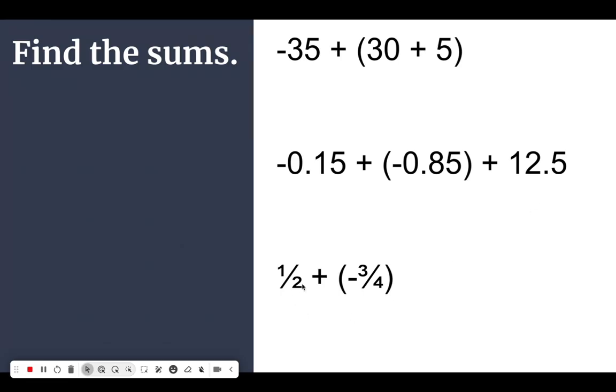And then this one right here, you have a positive and you have a negative. However, they don't have the same fractions. So I would make this one 2/4 because 1/2 is 2/4. 2/4 and negative 3/4, you're going to subtract them. 3/4 minus 2/4 is 1/4. And because the bigger magnitude is negative, it'd be negative 1/4.